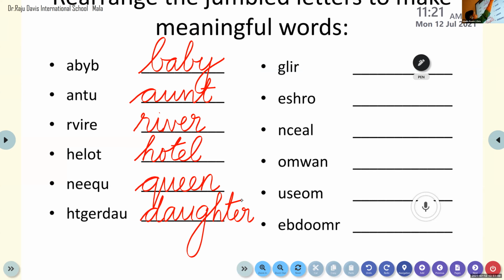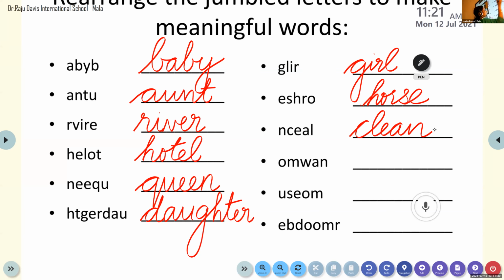Now let's move on to the next word. It is girl. Girl, girl. And the next word is horse. Horse. It is horse. Next word is clean. It is clean.